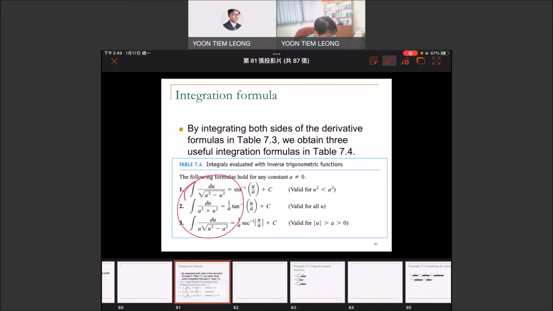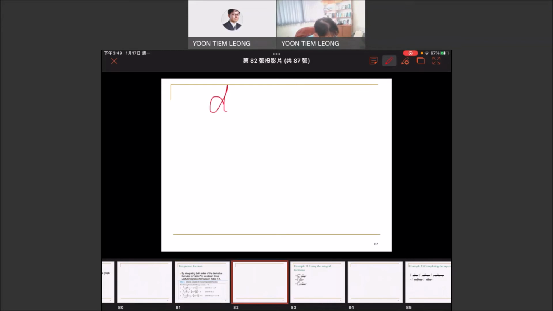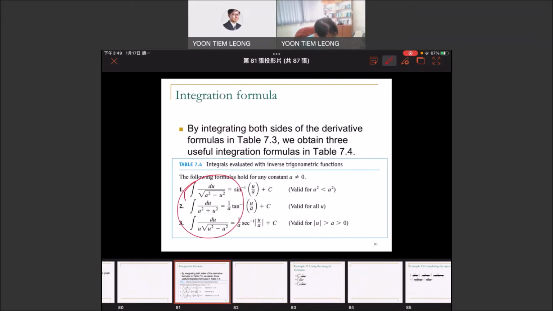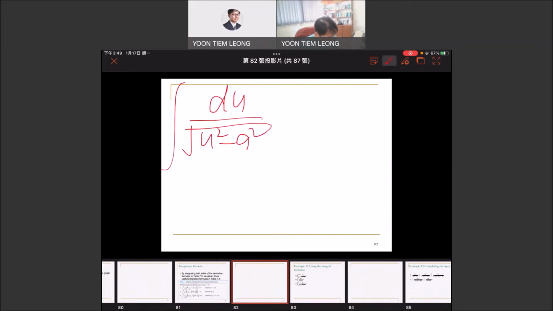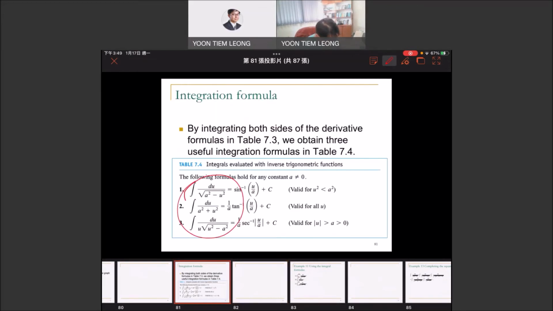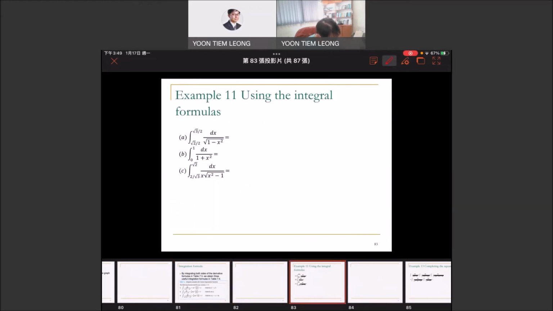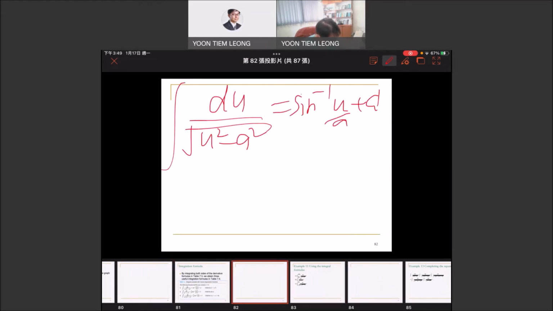So let me revise what you are looking for. You are looking at the integration of this form, the square root of a squared minus u squared. So a comes first, then u comes later. That will give you an arcsine function of u over a plus a constant. I think maybe there is an a somewhere. Yeah, so there is an a in these definitions.